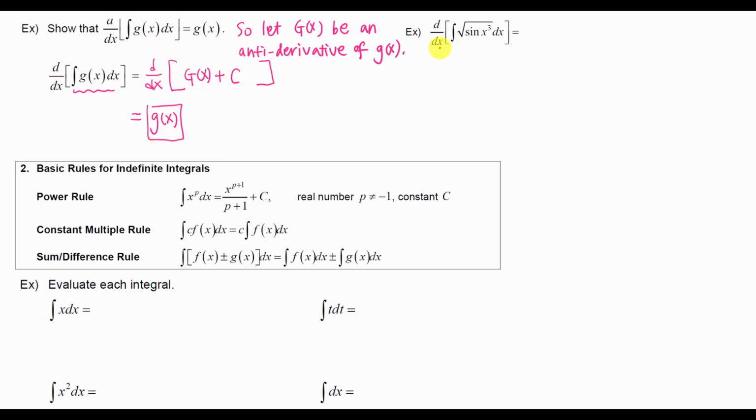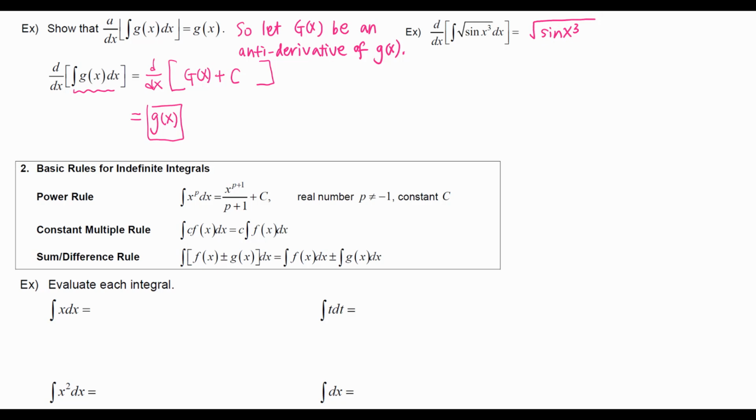So for example, what's the derivative of the integral of this function dx? Then it's a no-brainer, right? You're going to take the integral and then take the derivative again. We just showed that then you get what the integrand was. So you're just going to get the integrand, which is the square root of sine x to the third power.